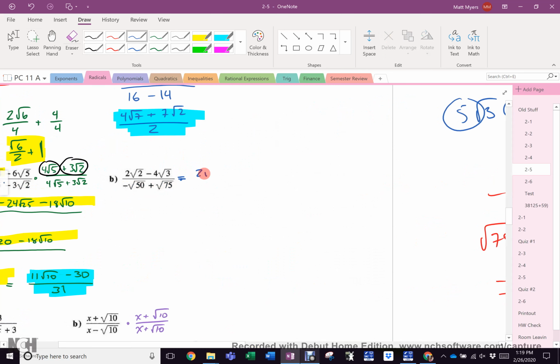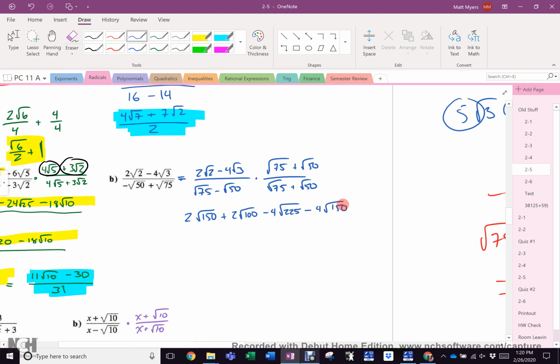So this is still going to be 2 root 2 minus 4 root 3 over, but I'm going to change this to root 75 minus root 50. Everyone's okay with that, right? This isn't allowed, so I'm going to multiply by root 75 plus root 50 over root 75 plus root 50. 2 times 1, 2, root 75 times 2, 150, right? Plus 2 root 100 minus 4 root 225 minus 4 root 150. Yes? That's just the FOIL, right? Over 75 minus 50.